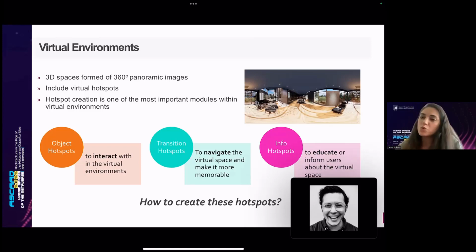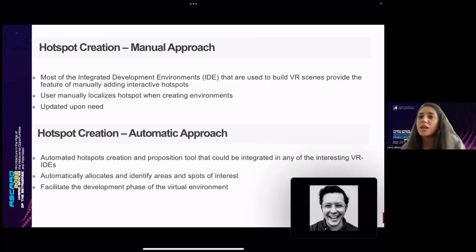So given this virtual environment, now we want to create the hotspots in the environment. How are these hotspots created currently? This is one of the most important modules in the virtual environment to allow navigation. The current approaches are manual. So basically, through the IDE, the creator of the virtual environment goes and finds some interesting locations on which he wants to add some information, or some navigability. And basically, they are manually found in the scene.